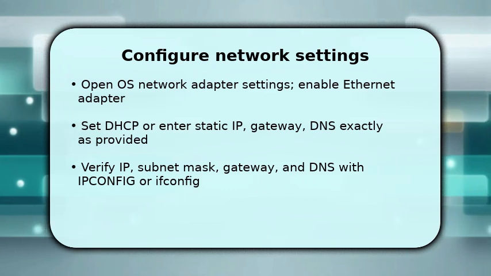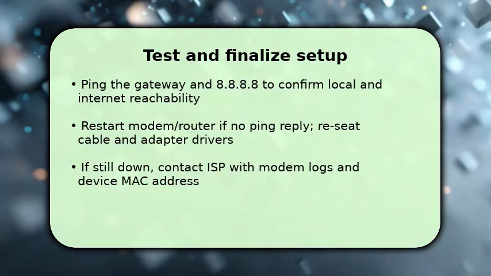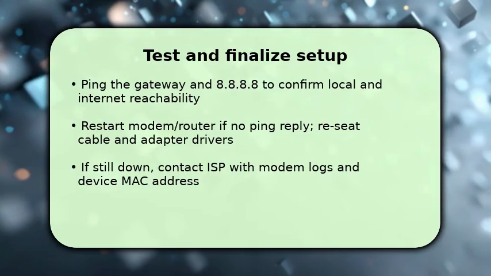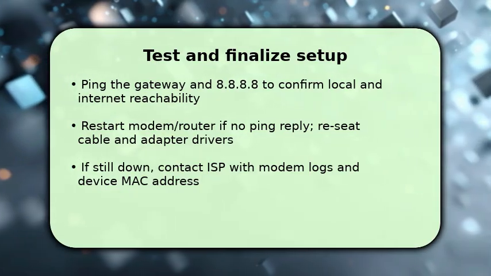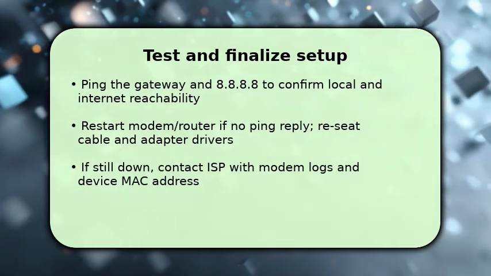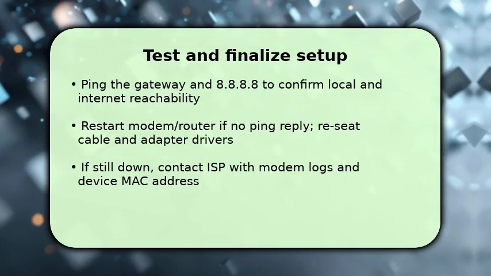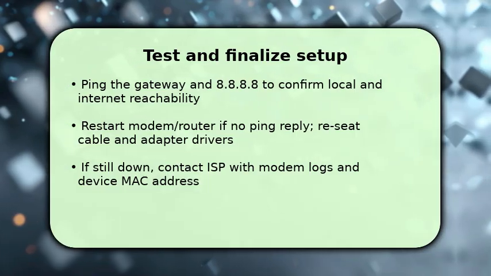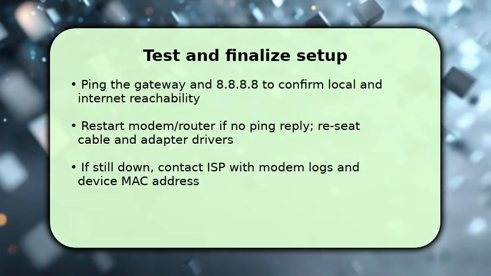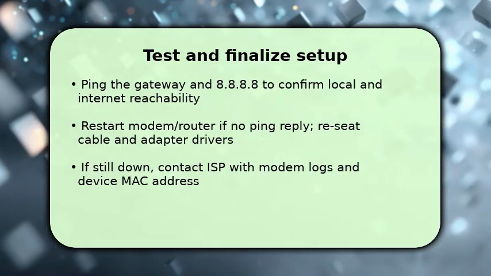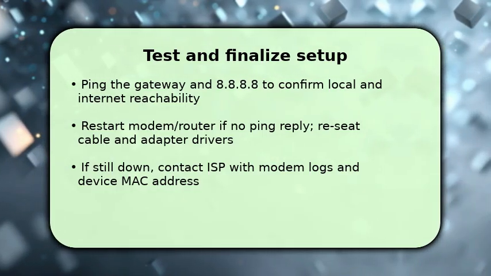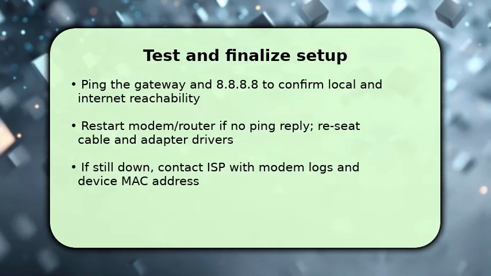Finish by validating both local and remote connectivity so you know traffic flows end-to-end. You should ping your gateway first, then ping a public IP like 8.8.8.8 to test internet reachability. If pings fail, restart the modem and router, reseat the LAN cable, and update or reinstall the NIC drivers. These steps clear common faults.